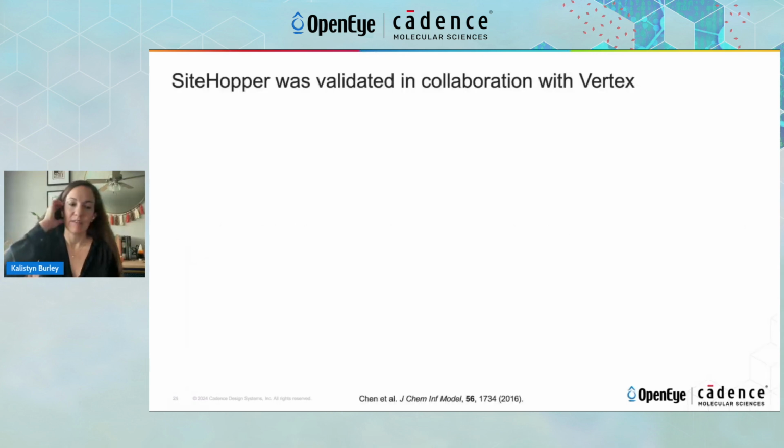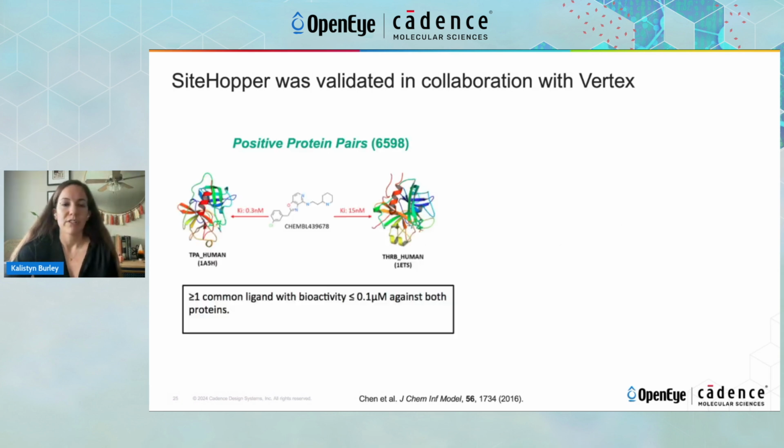Fortunately, as this tool was being developed, it was validated in collaboration with Vertex. Vertex curated a set of protein pairs, what we will call positive protein pairs. These are pairs of proteins that share a common ligand, with at least one ligand binding both targets at less than 100 nanomolar.